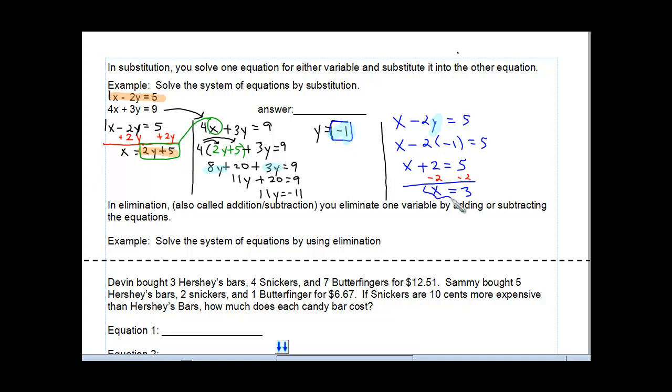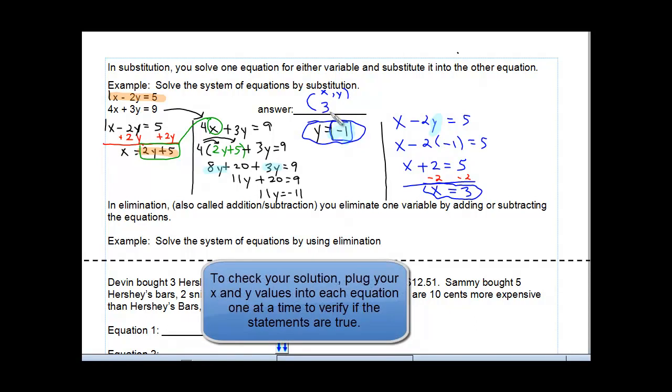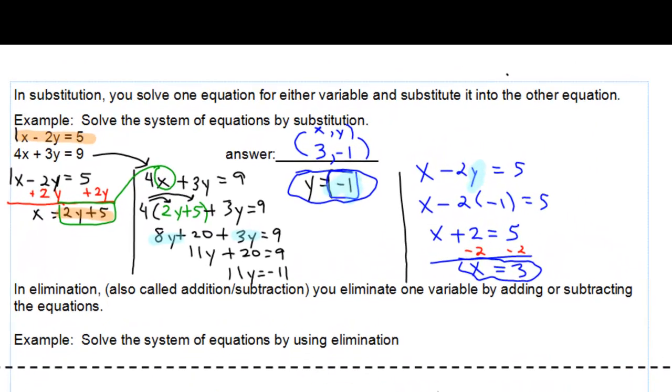So I have two solutions here. I have x and y. We write these in an ordered pair. Remember, in ordered pairs, the x comes first. So 3, negative 1.